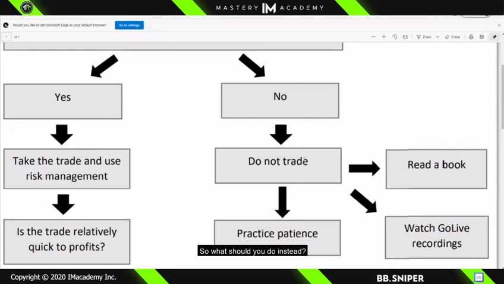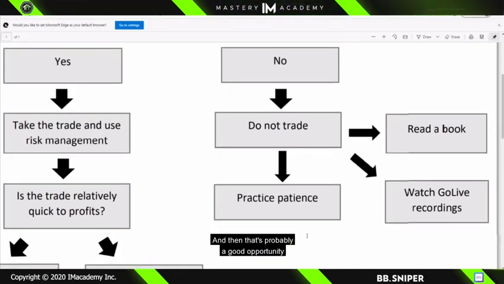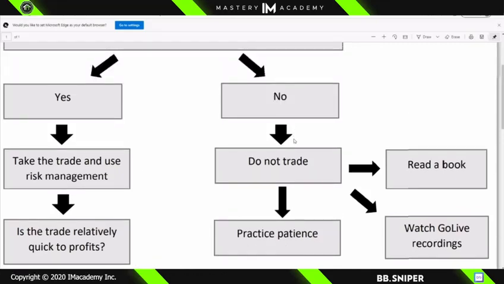Right. So what should you do instead? Practice patience. Some of us like to say sitting on our hands, doing something else, just not trading. That's probably a good opportunity to go either read a book, watch go live recordings, or even do private Zoom calls with your team, something of that nature, but just don't trade. And it's that simple.